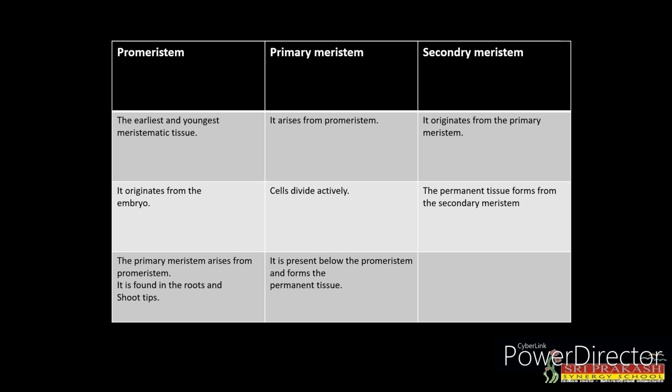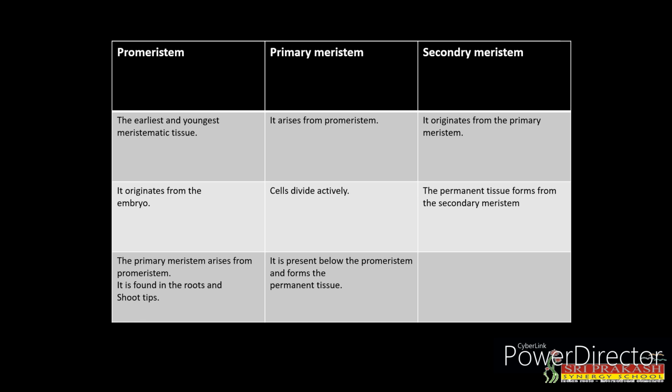Let us learn about the three parts of meristem: promeristem, primary meristem, secondary meristem. The earliest and youngest meristematic tissue is promeristem and it originates from the embryo. The primary meristem arises from promeristem. It is found in the roots and shoot tips.